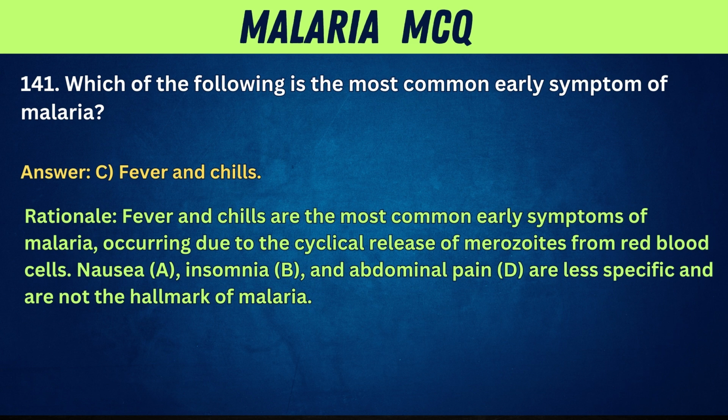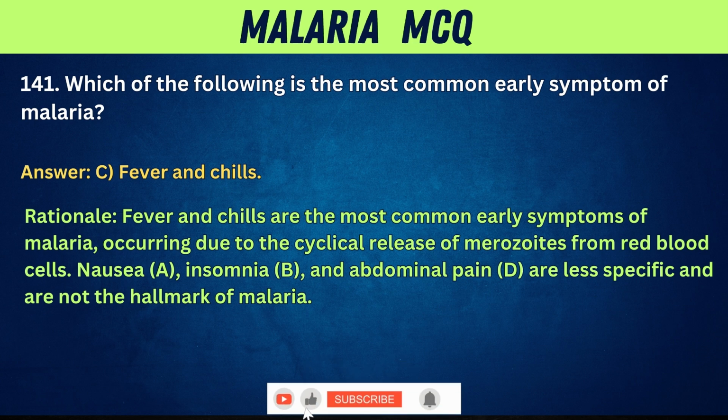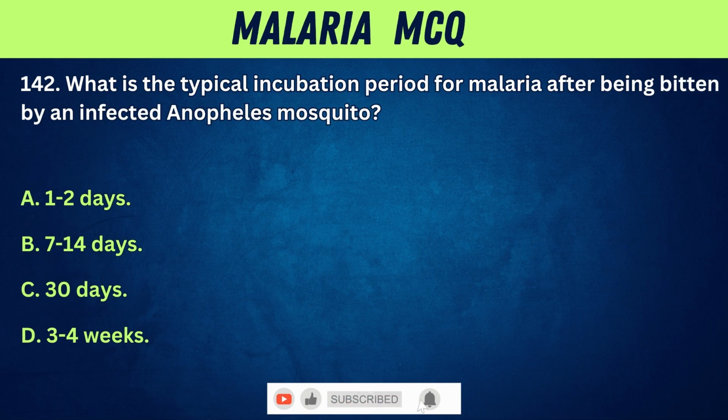Rationale: Fever and chills are the most common early symptoms of malaria, occurring due to the cyclical release of merozoites from red blood cells. Nausea, A, insomnia, B, and abdominal pain, D, are less specific and are not the hallmark of malaria. 142.